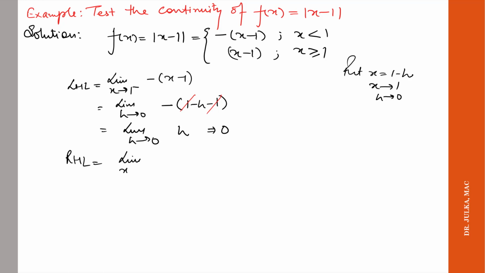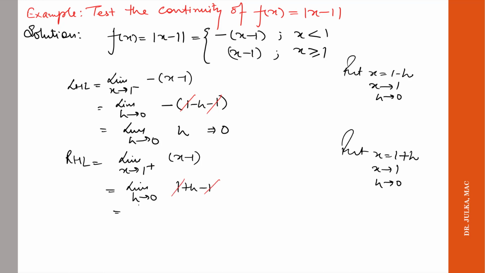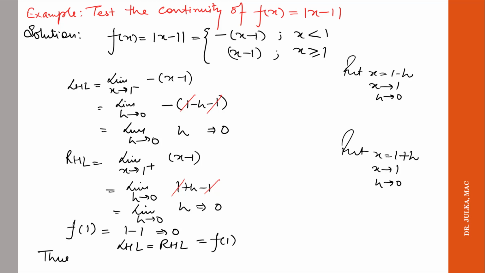Now right hand limit, x tends to 1 positive. And we'll take function x minus 1 because x is greater than 1. Put x equals 1 plus h, x tends to 1, so h tends to 0. Replace x by 1 plus h, and after calculation, we'll get right hand limit equal to 0. And the value of function at 1 is 1 minus 1 equal to 0. So left hand limit equals right hand limit equals value of function at 1. Thus, function is continuous at x equal to 1.